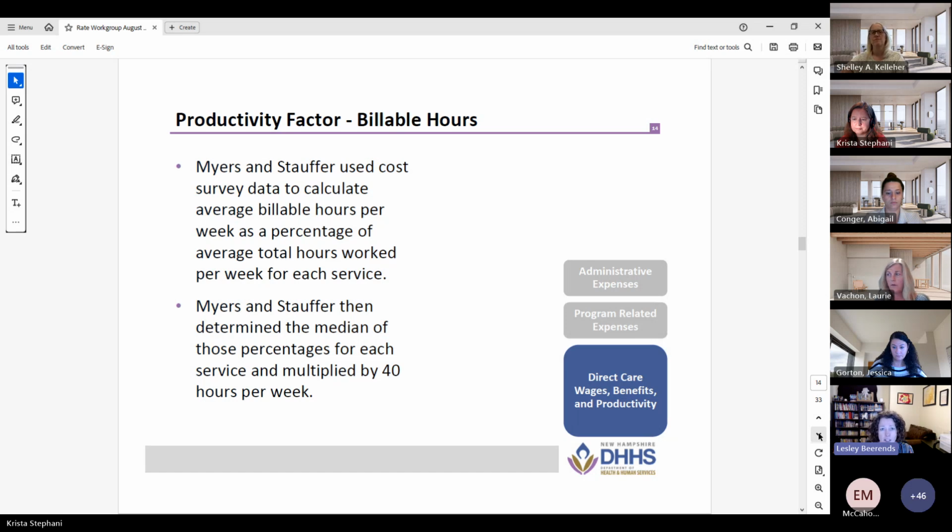Not every organization had a 40-hour total hours worked per week for each service. And so the percentages that came from the cost surveys, we used the total hours from those cost surveys, but then we took it and made sure that we were looking at it consistently as we put it in the rate methodology. So we did multiply times 40 hours a week to get that number of hours.